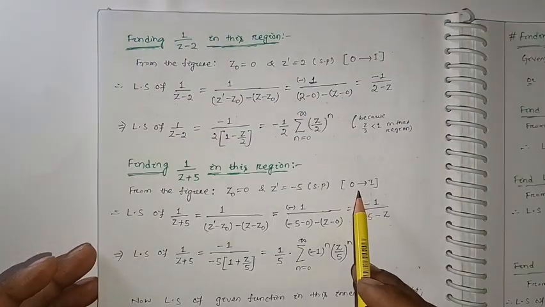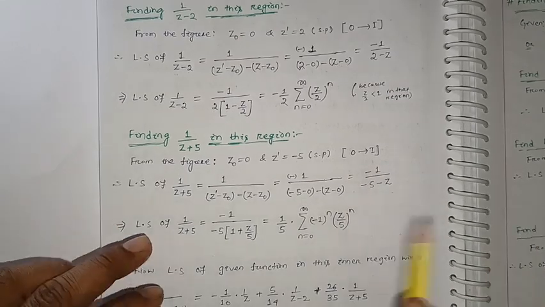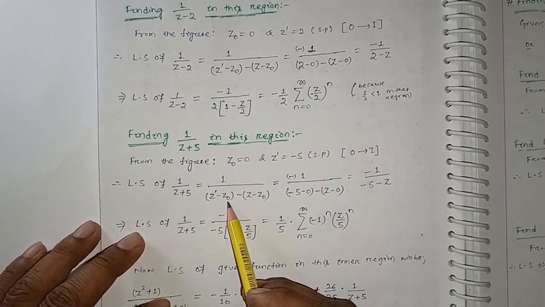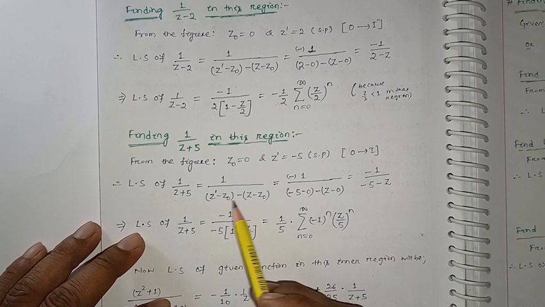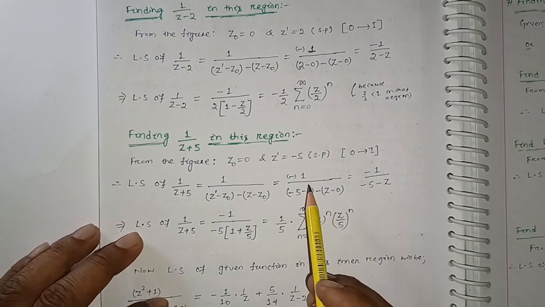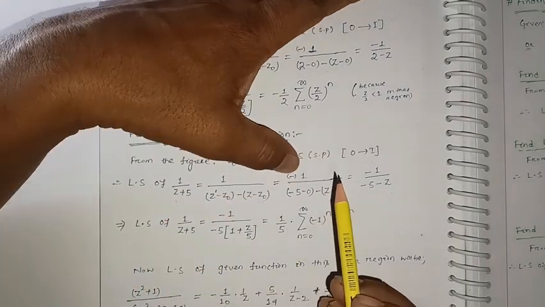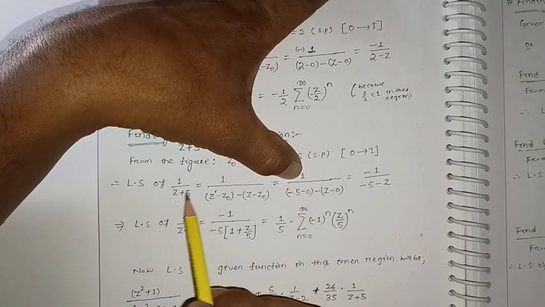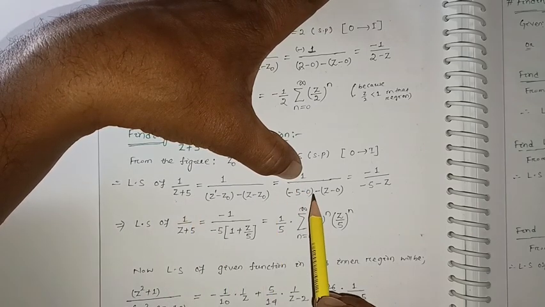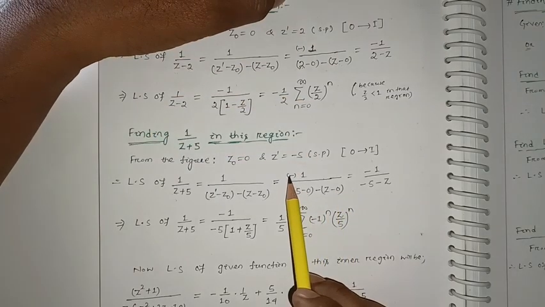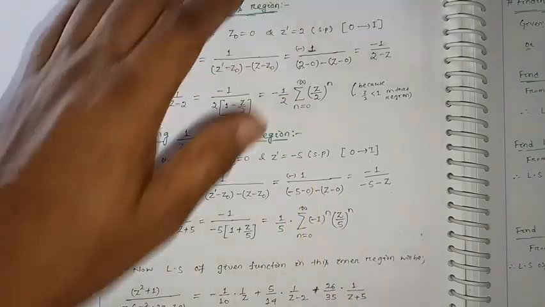Here I haven't written the hints or tricks. Out to in means 1 by z plus 5 will be written in this format: 1 by (z dash minus z0) minus (z minus z0). Here z dash is minus 5, z0 is 0, and z is arbitrary. Just match with this one. Here you can see I just hid this minus, and it matches. This is z plus 5, but here we find minus 5 minus z. So if I multiply by minus, it will be equalized.